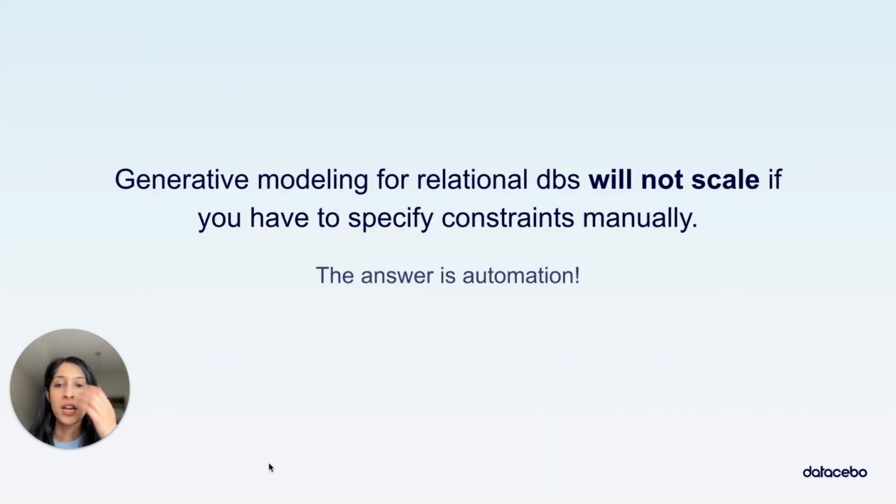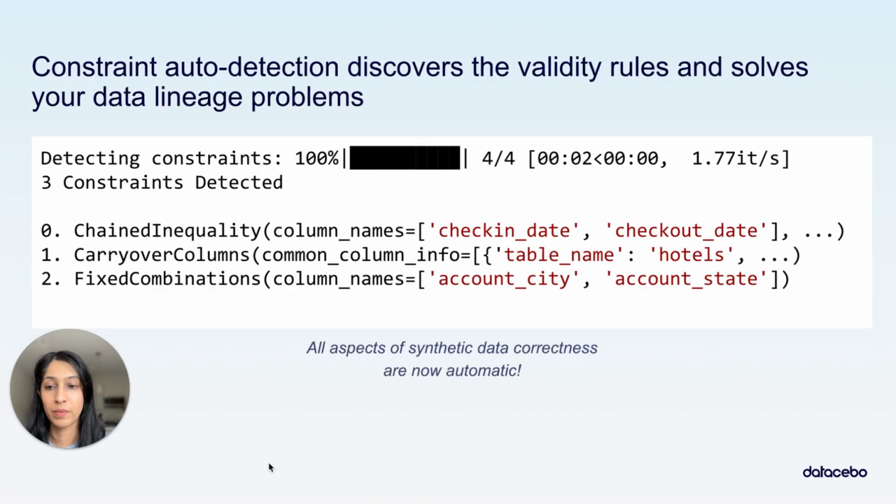So essentially, generative modeling for these relational databases will not scale if you have to identify and specify and add all these constraints manually. The answer to this is automation. And that's why we're excited to introduce constraint auto-detection algorithms. Constraint auto-detection allows SDV to automatically find all the rules in your dataset and then add them to the modeling engine as constraints. So there's no more manual work that's required for you to identify them.